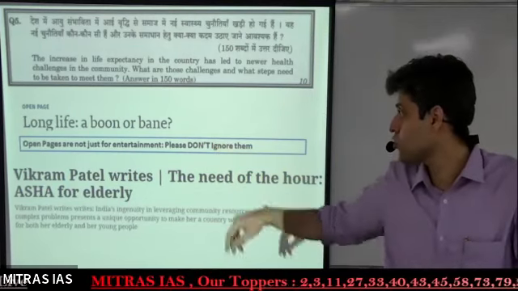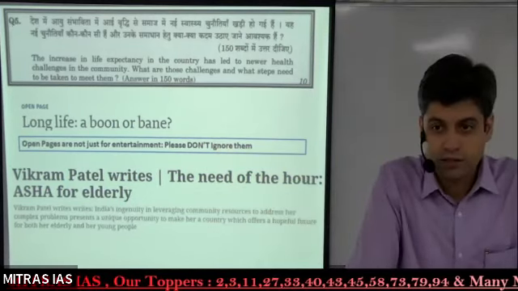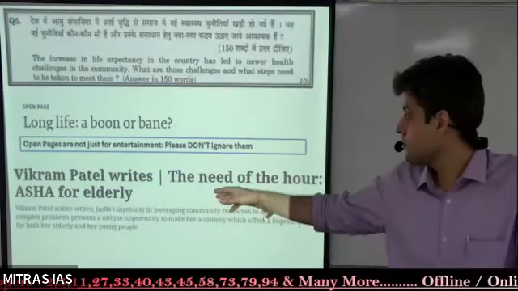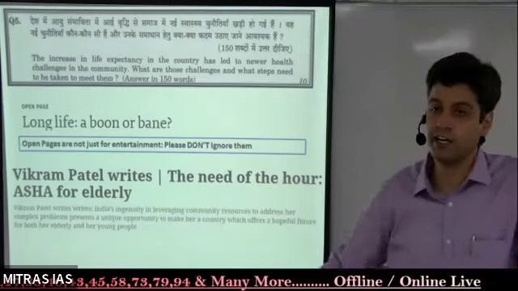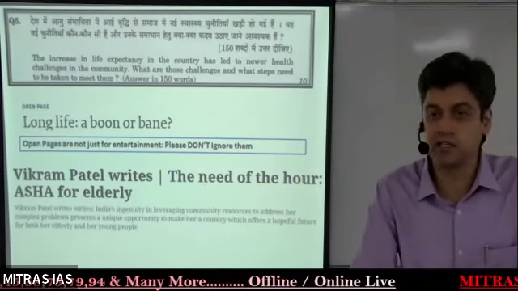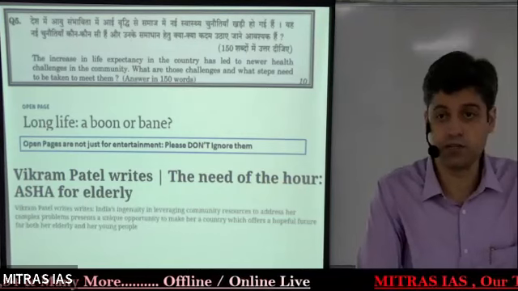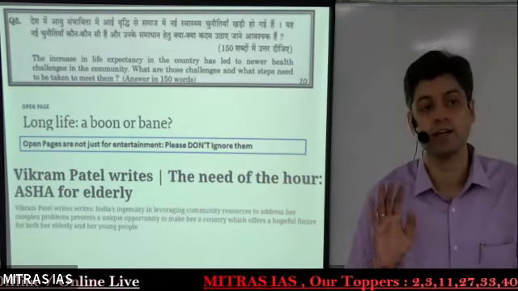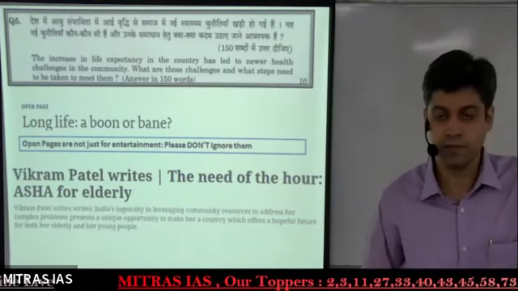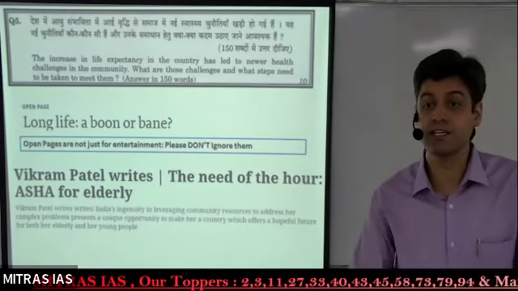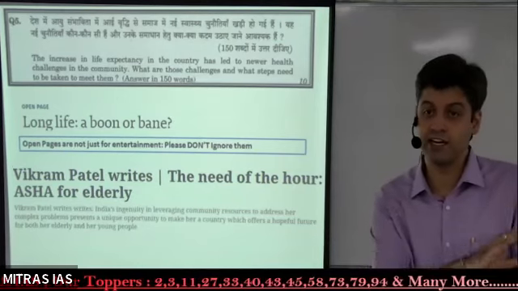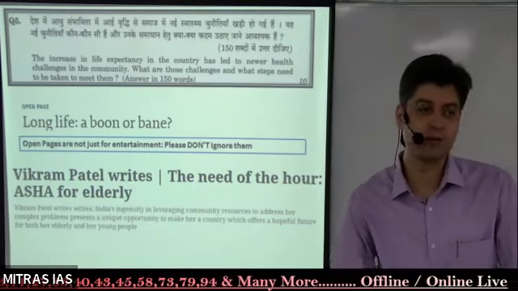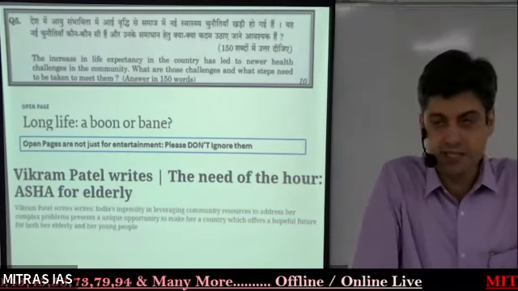So these are open pages: long life, a boon or a bane in India. This covered what the issues are and the need for ASHA for the elderly. These are articles which are discussed mostly on open pages and may not find space in the editorial regularly. Yes, in the editorial also once or twice, but sometimes in open pages, someone discusses their own problems very nicely, in a very eloquent way. And I've seen UPSC going into those dimensions as well. So open pages are just not for entertainment.